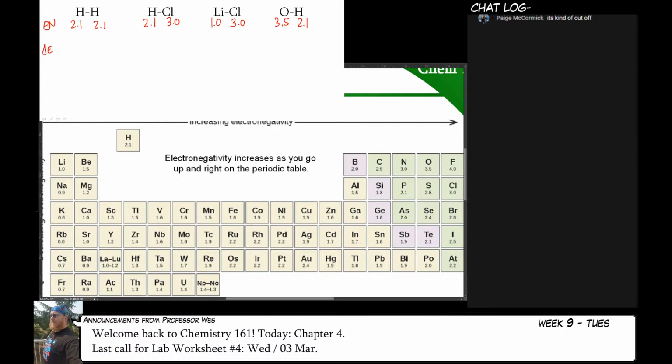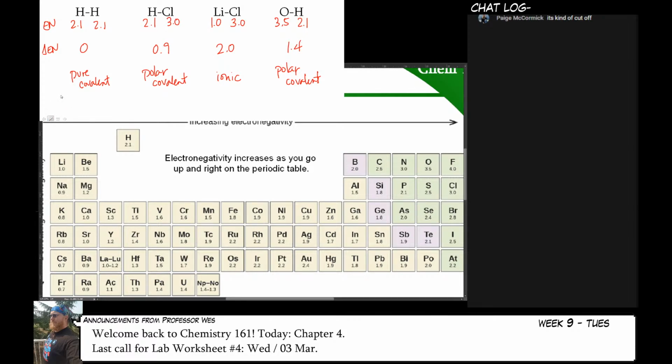Let's look at our delta electronegativities here. So this is just 0, 0.9, 2, and 1.4. So if I was going to classify these, I would consider this to be pure covalent. 0.9 is polar covalent. 1.4 is polar covalent. And 2 is ionic.